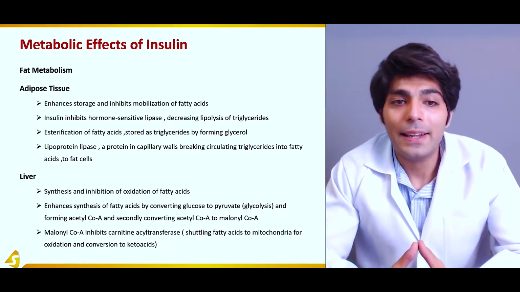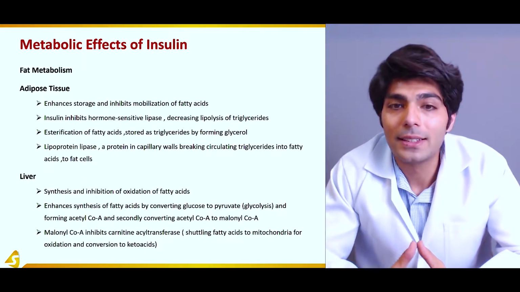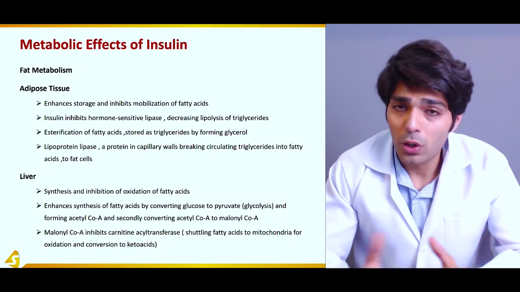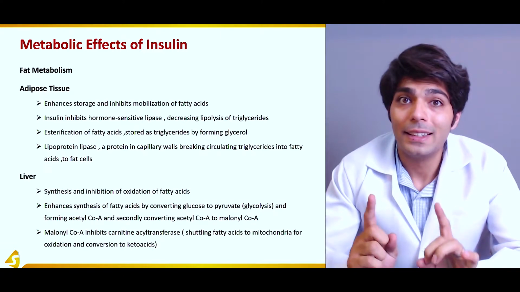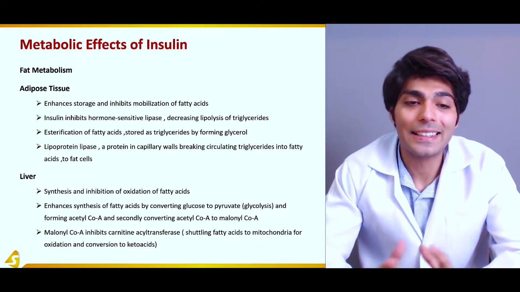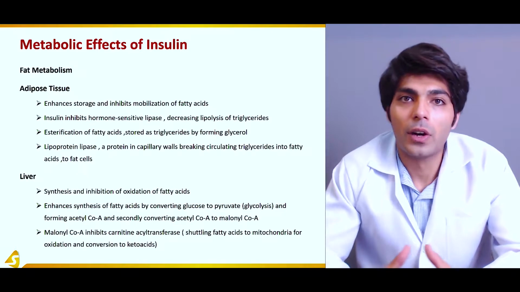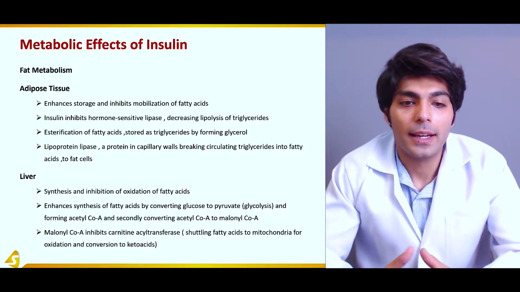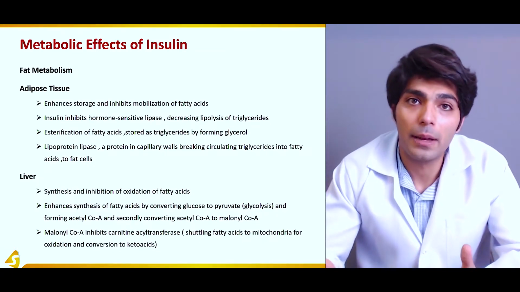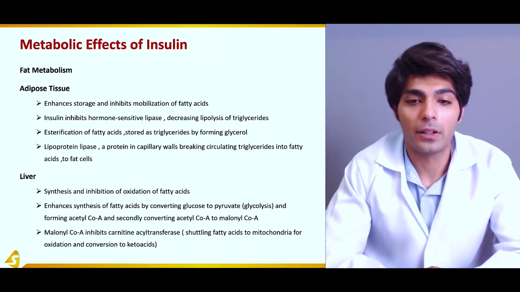So in liver, the fat metabolism and the effect of insulin is by the synthesis and inhibition of oxidation of fatty acids. So there is no oxidation of fatty acids, and there is decreased mobilization of fatty acids, and it increases the storage, so that the energy is available for the further functioning of the cells. It enhances the synthesis of fatty acids, which we had discussed, from glucose to pyruvate with the help of glycolysis, forming acetyl coenzyme A, and then again converting into malonyl CoA.